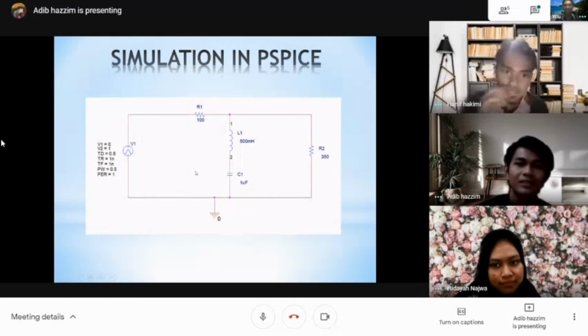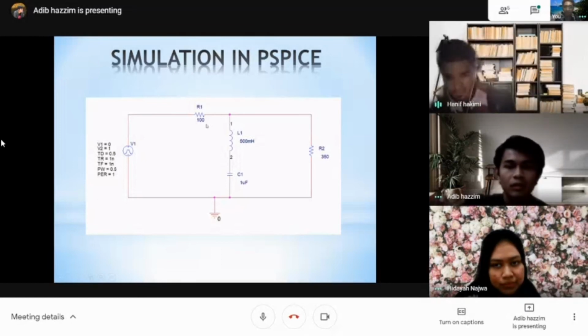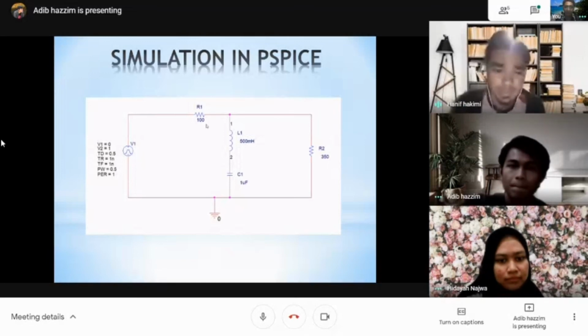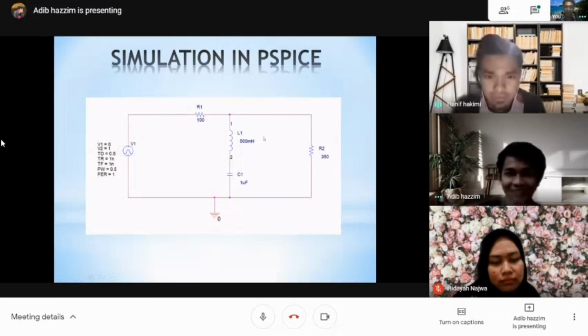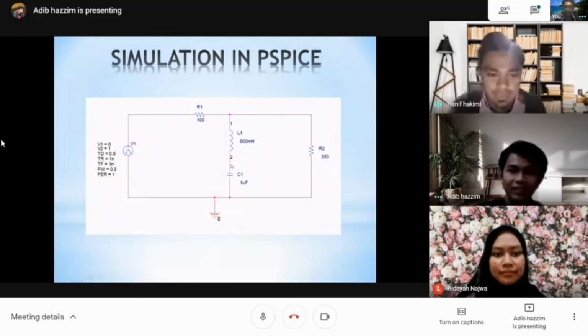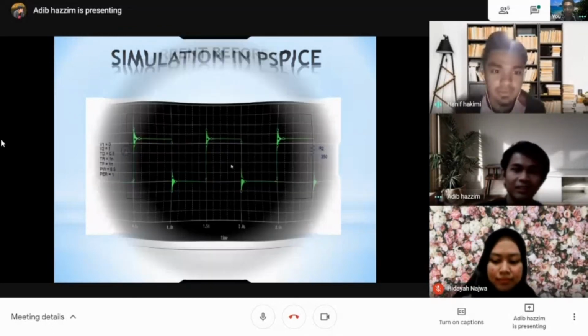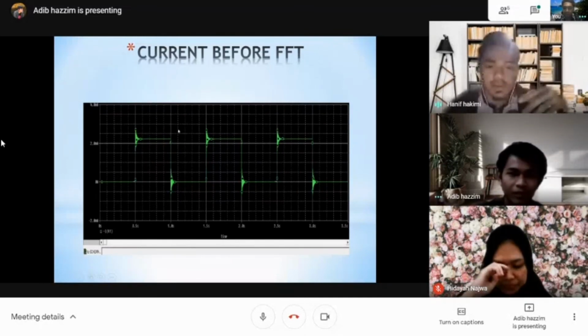Okay, next for the simulation, we use P5. So this is the circuit simulation that we insert the value from the calculation manual. So we have two resistors. For the resistor 1 is 100 ohm, and for the resistor 2, 350 ohm. So for the inductor, 500 millihenry, and for the capacitor, 1 microfarad. So when we run the simulation, we get this waveform. The waveform for the before first Fourier transform.